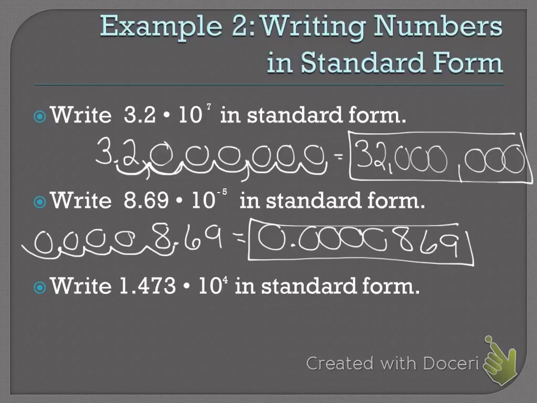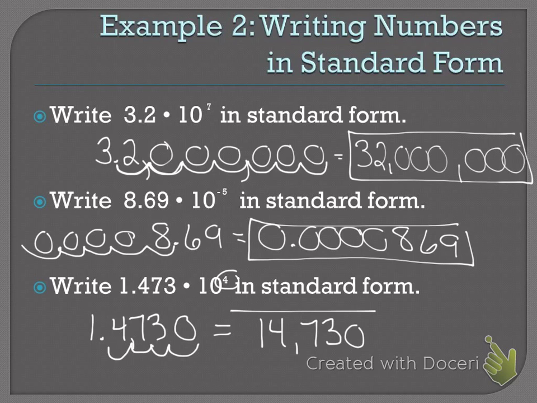Okay? All right, then on my last one, which way am I going to move my decimal? Right. To the right. I'm making it bigger. And my exponent's only a 4. I almost have enough decimal places to expand it all the way. I only need to add 1 zero to make 14,730. All right, so writing numbers in standard form, it starts with that exponent. The exponent's positive. I move my decimal right by that many decimal places, whatever the exponent is. If it's negative, I move my decimal left, and then I write my number in standard form.